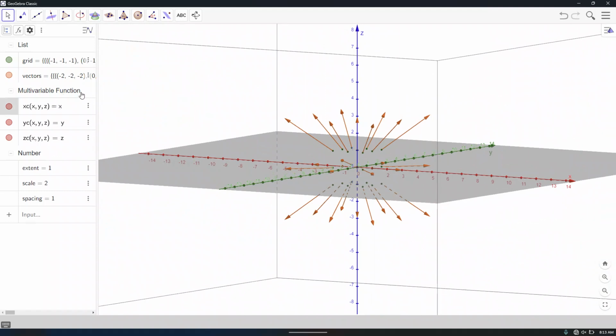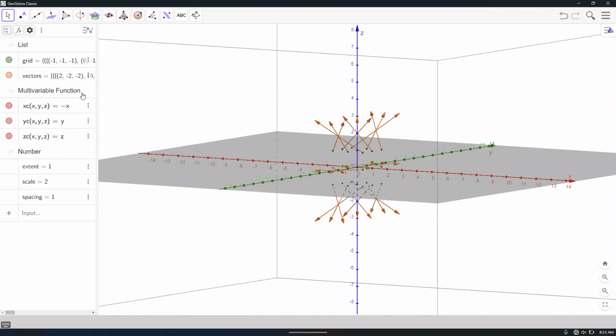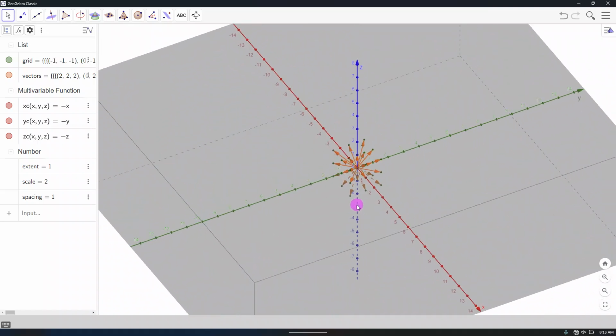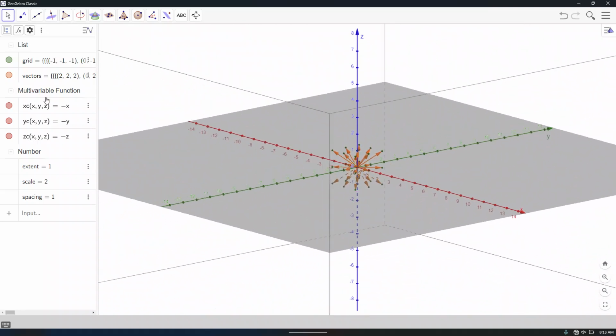Let me change the signs of this. Let me make this negative. Hopefully this works. And no, it's not working. I was hoping this would go in the opposite direction, but anyway, that's how these vector fields look like.